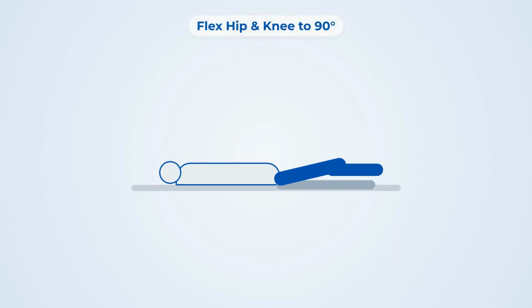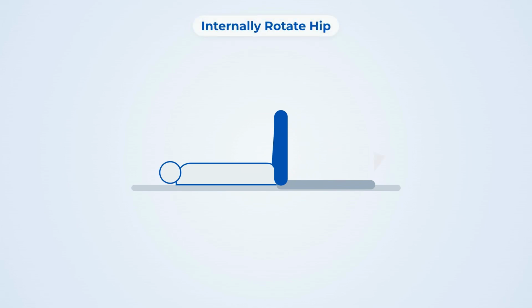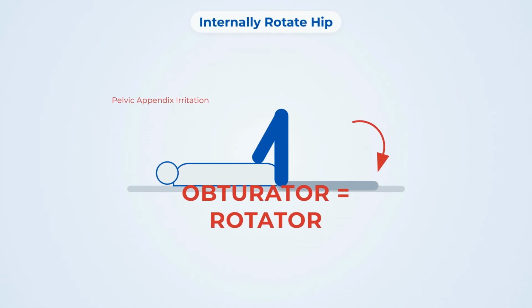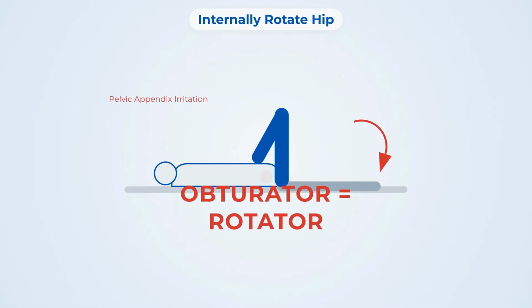Flex the right hip and knee to approximately 90 degrees, then internally rotate the hip. If this causes right lower quadrant pain, the obturator sign is positive. Memory trick: obturator equals rotate the hip. Think, obturator equals rotator. This maneuver may suggest irritation from a pelvic appendix.